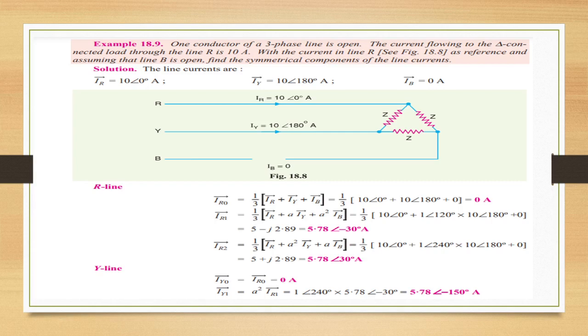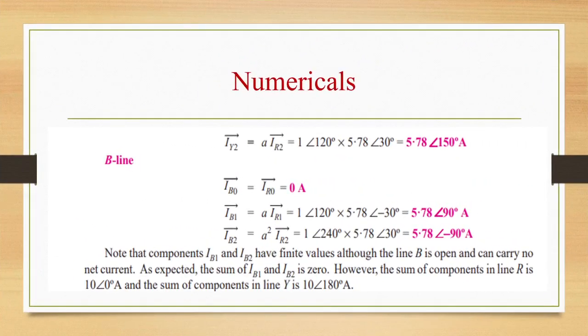So IR0 is 1/3 of (IR plus IY plus IB), that is 0. IR1 is one third of (IR plus a IY plus a² IB), that is 5.78∠-30° ampere. IR2 is 5.78∠30° ampere. For Y line, IY0 is 0 amperes. IY1 is a² IR1, that is 5.78∠-150° ampere. IY2 is a IR2, that is 1∠120° into 5.78∠30°, that is 5.78∠150° ampere. And for B line, IB0 is IR0, that is 0 amperes.